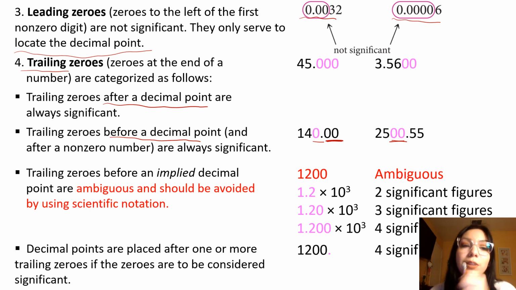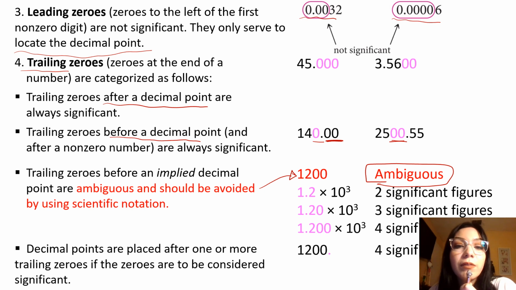This is, I would say, the most tricky one. Trailing zeros before an implied decimal are ambiguous and should be avoided. I don't want to say tricky, I want to say that this is the weird specific case that you want to be able to recognize and know that it's ambiguous and that you shouldn't use something like that. In this case, because there's no decimal point at all, you don't know if those zeros are actually significant or not. So you want to avoid this type of case.